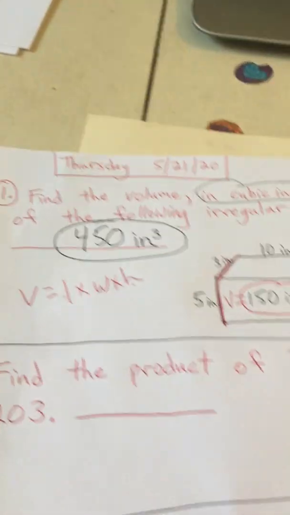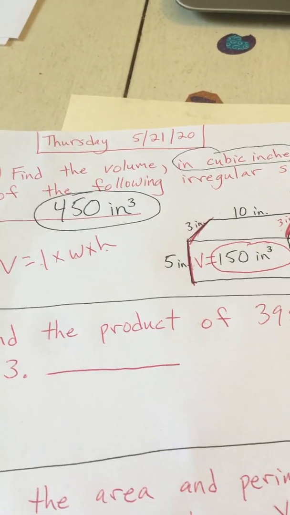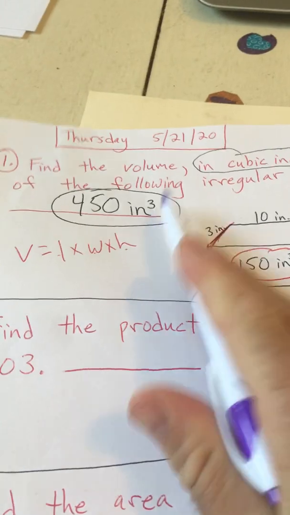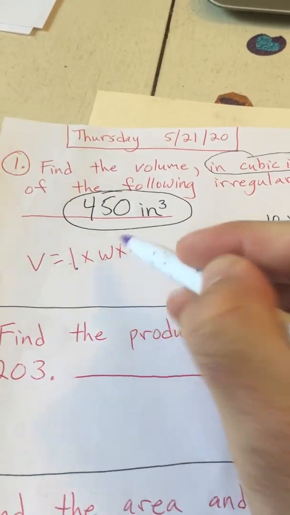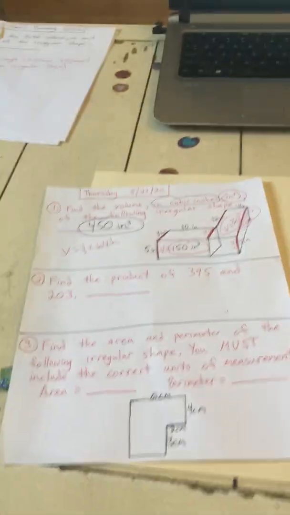So we have 450 inches cubed, or cubic inches. Inches times inches times inches, because we had length times width times height, 3 dimensions. If you got that, give yourself some snaps.